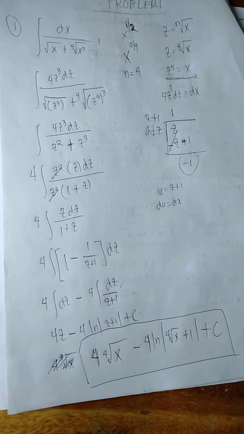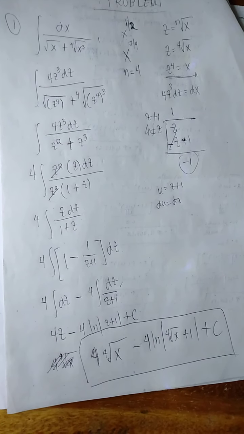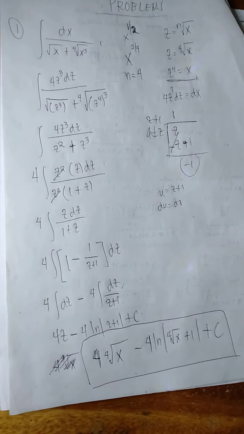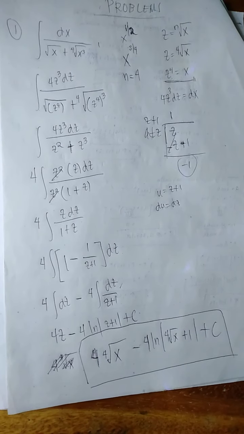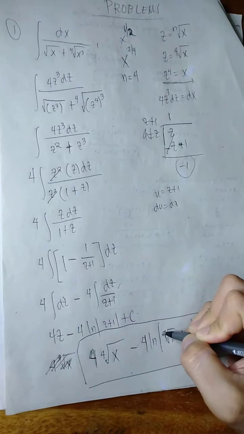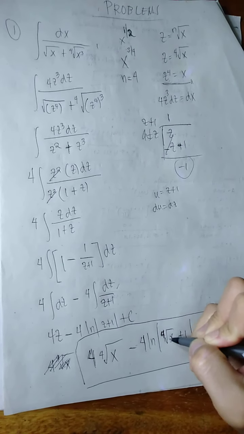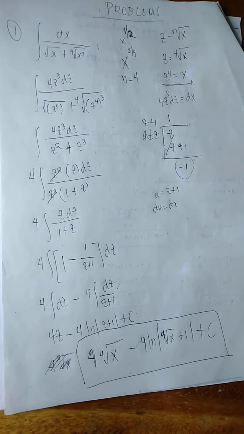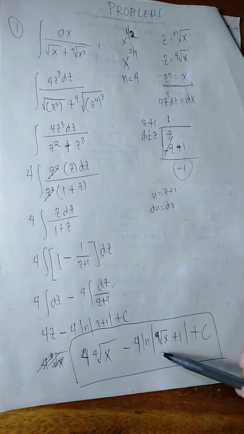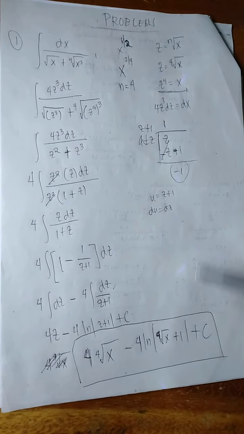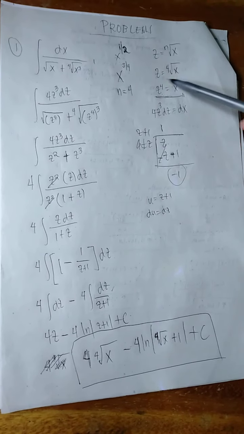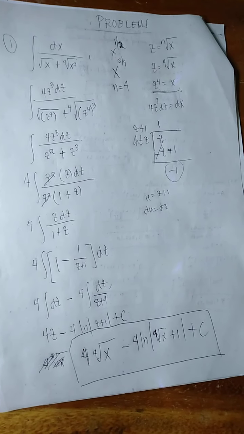So, 4, then 4th root of x. Ibabalik natin nga. Minus 4 natural logarithm of the 4th root of x plus 1 plus C. Root yan guys, sa 4th root, not constant 4. Dito galing yan, guys. Ito, the 4th root of x.